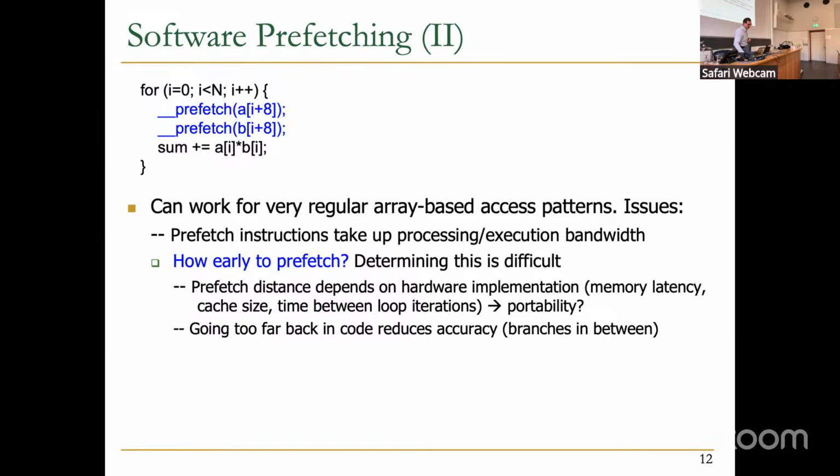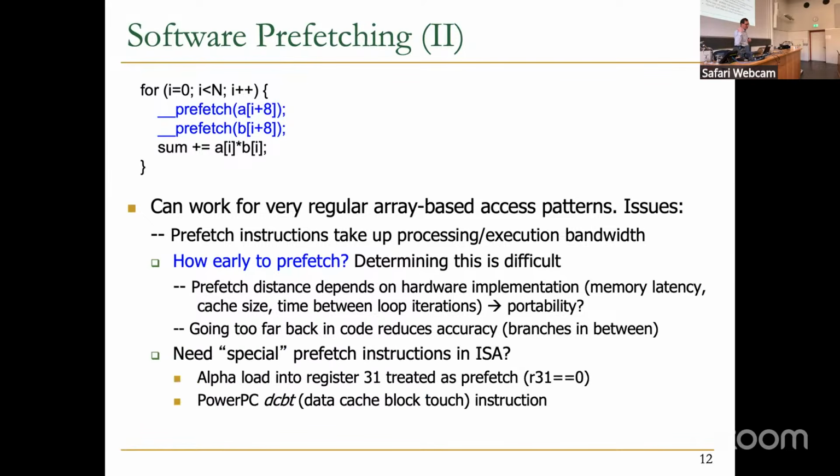Okay, so it's good to think about these. And then do you need special instructions? The ISA, I kind of mentioned this earlier. If you have a load into register 31, it's treated as a prefetch in Alpha, for example. But there are other ISAs that have special instructions like what we have seen with Intel x86. Like PowerPC had a data cache block touch instruction. It's kind of a nice name, right? You touch the data cache block. And that's treated as a prefetch instruction, essentially. Okay, any questions?